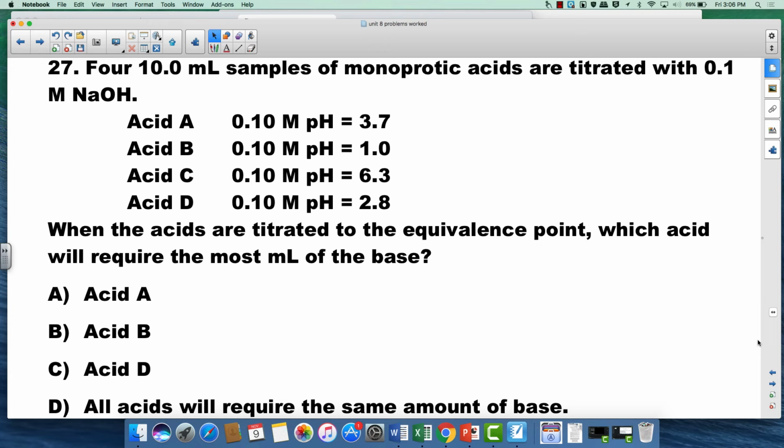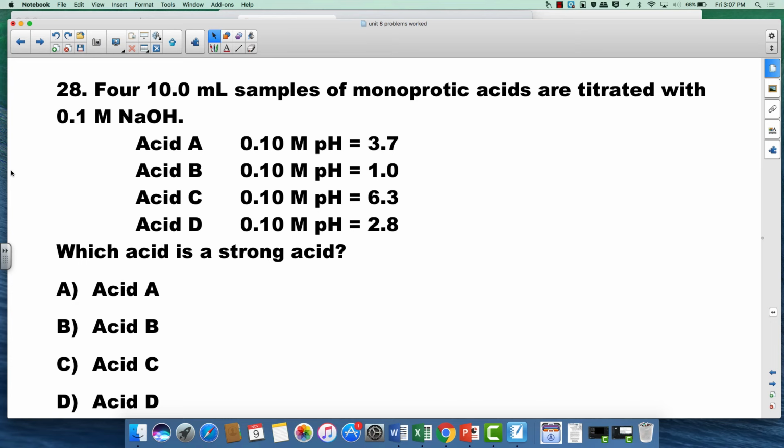We teach them that MAVA equals MBVB. If all 4 acids are 0.1 molar and they all are 10 milliliters, that means they all have the same number of moles. To reach the equivalence point is where we add the same number of moles of base as there are of acid. Since the moles of base are the same and it's all the same strength of base, all the acids will require the same amount of base.